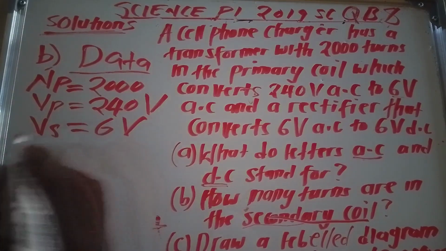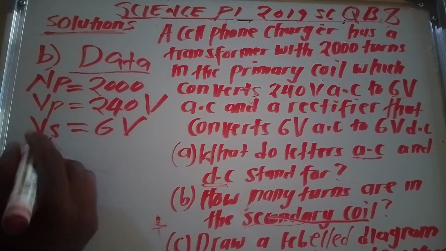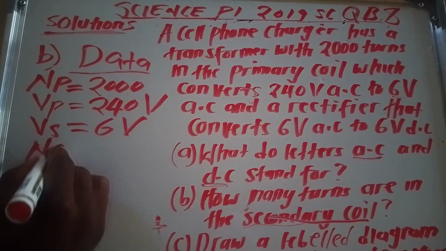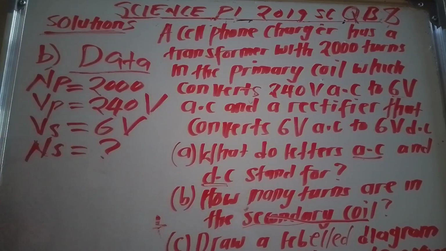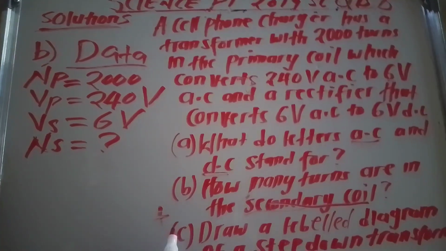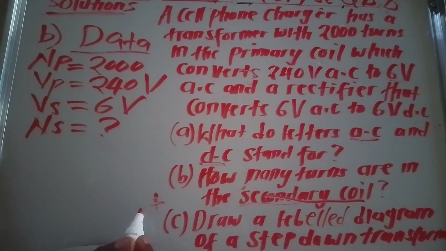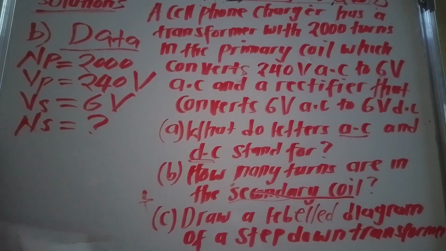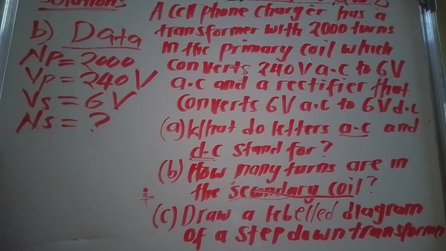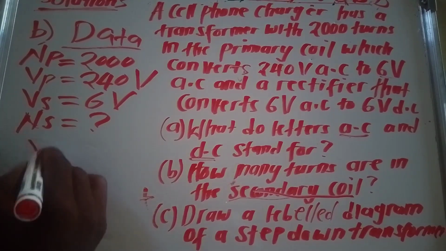So now we have been told to calculate the number of turns in the secondary coil. Having been given this information, we have been told to calculate the number of turns in the secondary coil. Very simple. So this is the formula which we are going to use. Make sure you master this formula which I'm going to show you. So how do we calculate the number of turns in the secondary coil? Okay, so this is the formula.